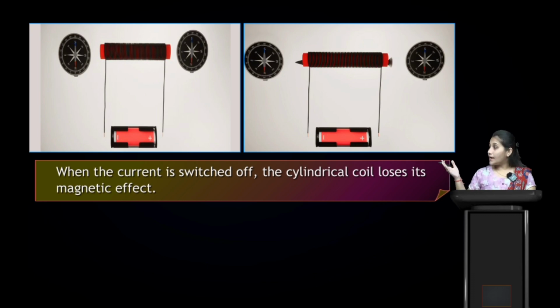Now, when the current is switched off, the cylindrical coil loses its magnetic effect. When the current is switched off, there is no flow of electricity. At that time, the magnetic effect is lost, and that's why the needle gets back to its original position. When there is a flow of current, the needle deflects because the magnetic field is generated. And when the circuit is switched off, the needle gets back to its original position because there is no magnetic field.